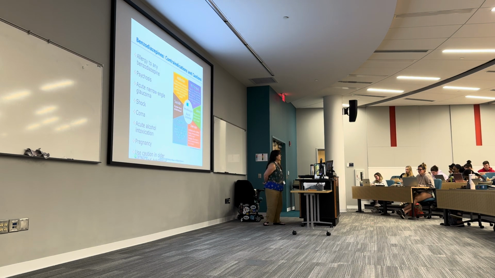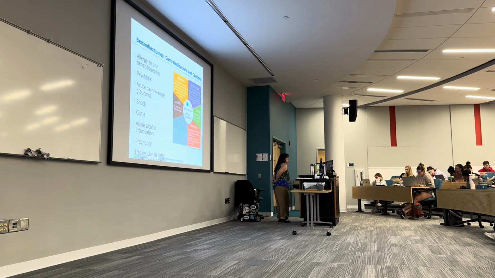So benzodiazepines, the contraindications and cautions. Anybody's allergic to it. It can induce psychosis in some people. It can cause something called acute angle glaucoma, which is an eye disorder that can damage the eye and cause blindness. So we're going to learn a little bit more about that later. It can cause shock. They can go into coma.